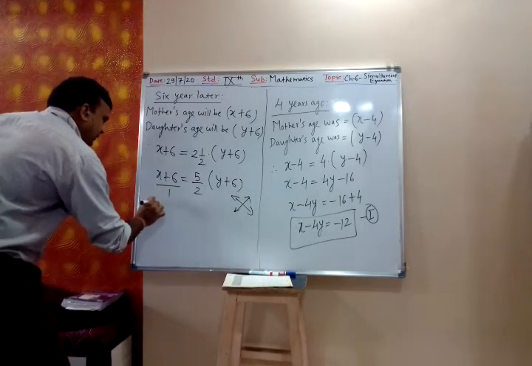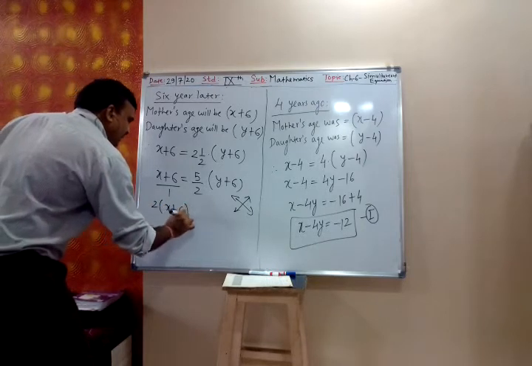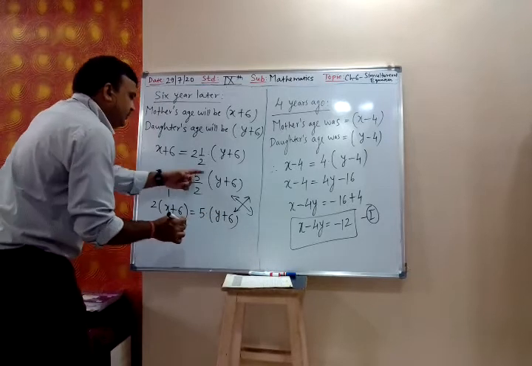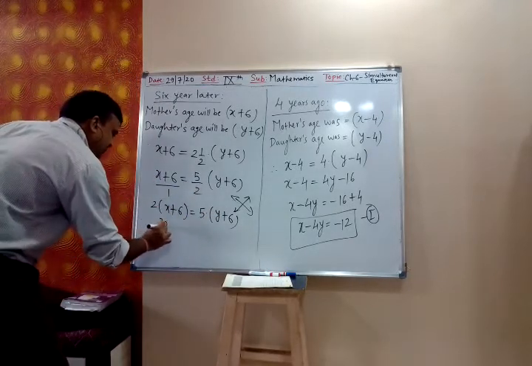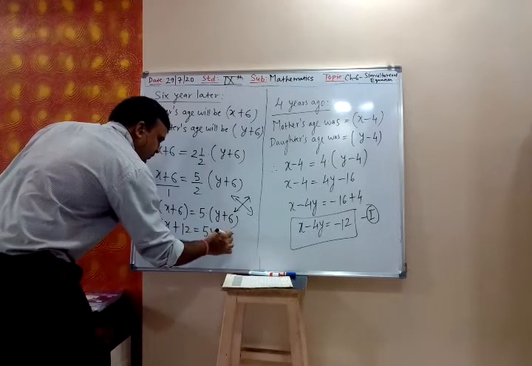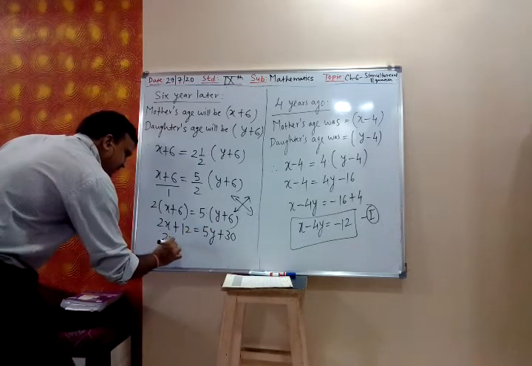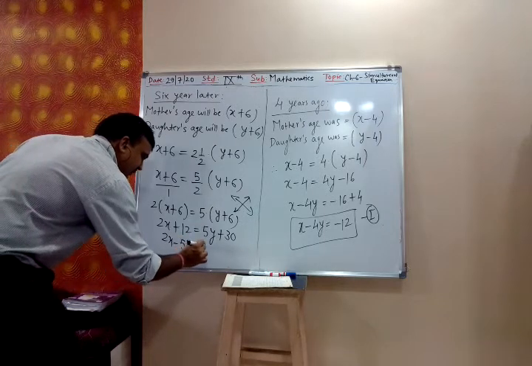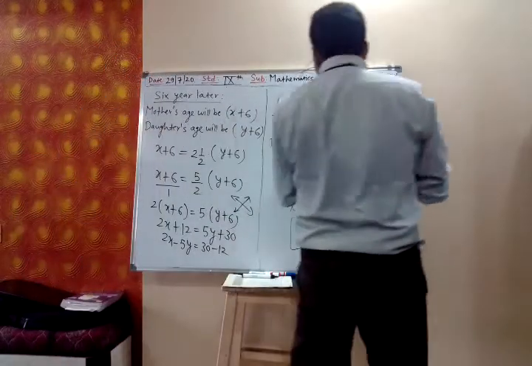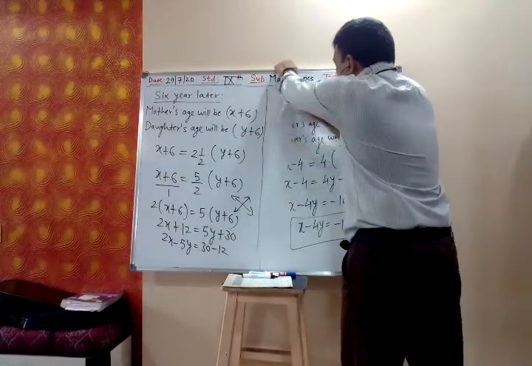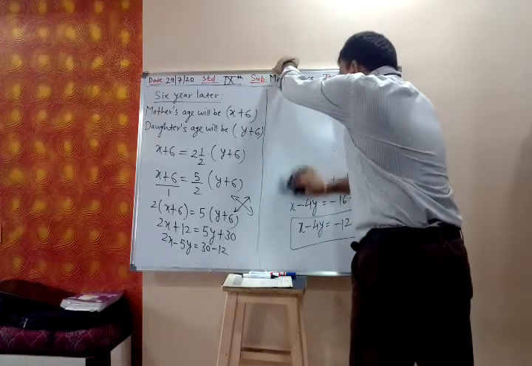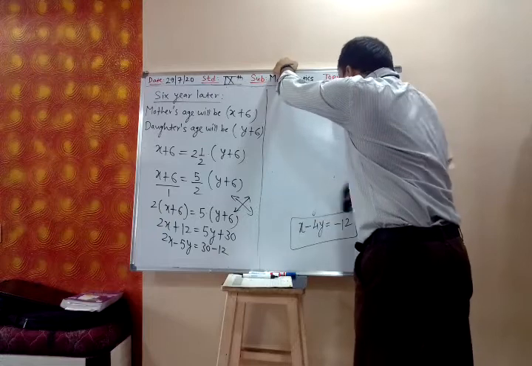So that will be 2 into x plus 6 is equal to 5 into y plus 6. 5 is multiplied to this, 2 is multiplied to this. So 2x plus 12 is equal to 5y plus 30. So you will get 2x minus 5y is equal to 30 minus 12. So 2x minus 5y is equal to 18.